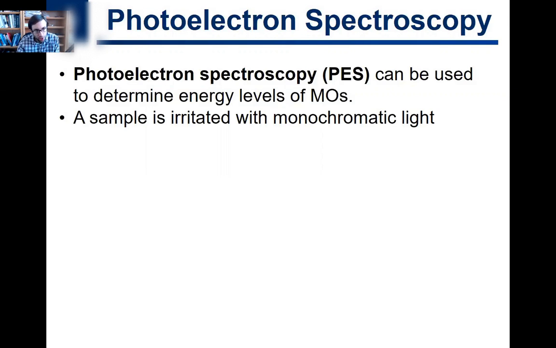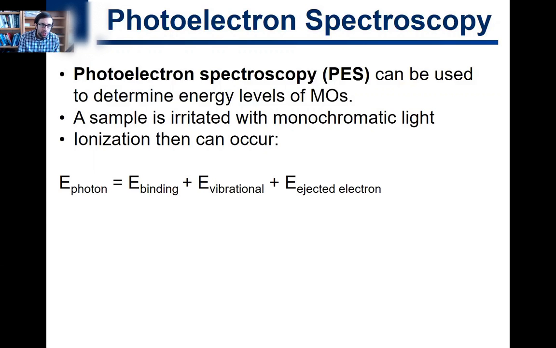methane and other molecules. So like in most spectroscopies, you're going to bathe a sample in monochromatic light, so light of one wavelength. And what can then occur is ionization. If that light has the correct wavelength, right, you're going to eject electrons, essentially making cations. So let's say you have the energy, the wavelength of light you use, so you know the energy of the photon that you use.